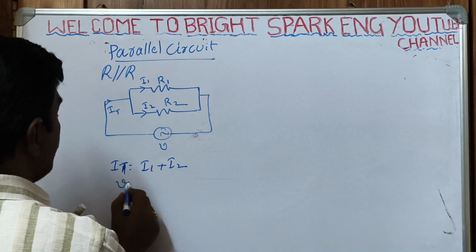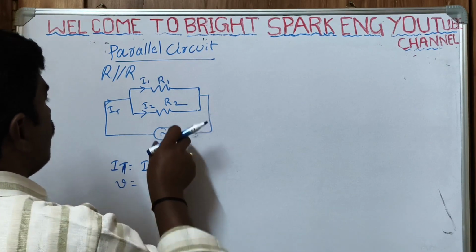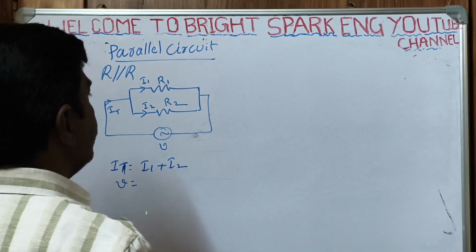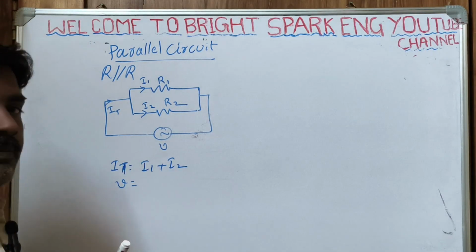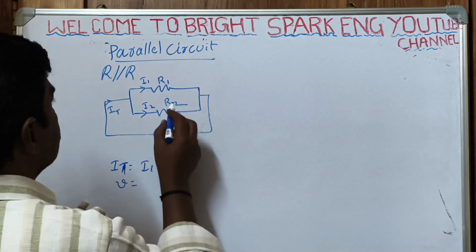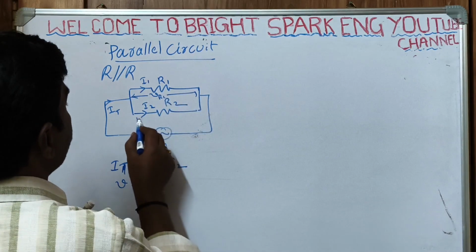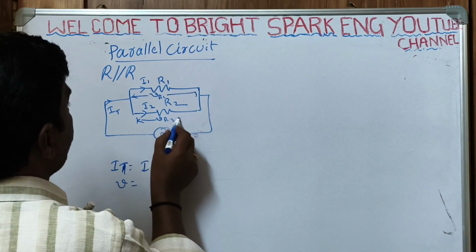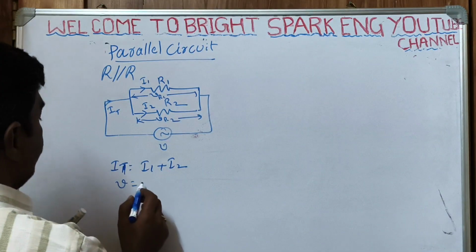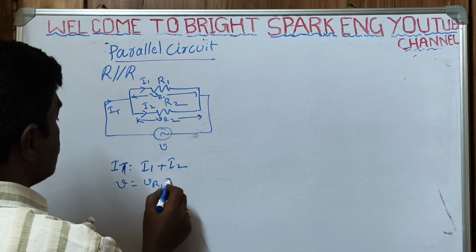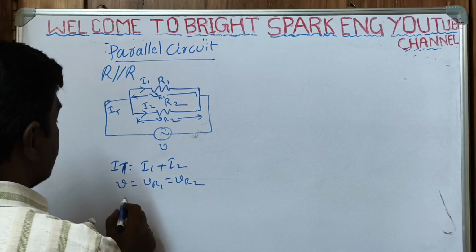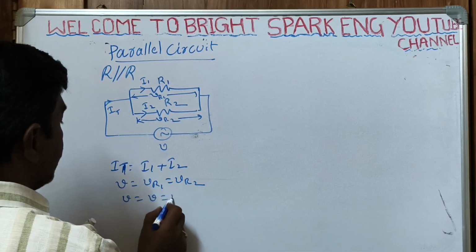Voltage. In a parallel circuit, the voltage across each parallel path is equal to the supply voltage. Here the voltage is V of R1, here V of R2. V is equal to V of R1 is equal to V of R2.